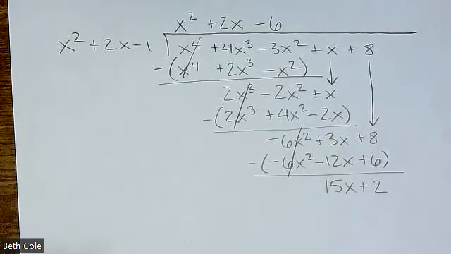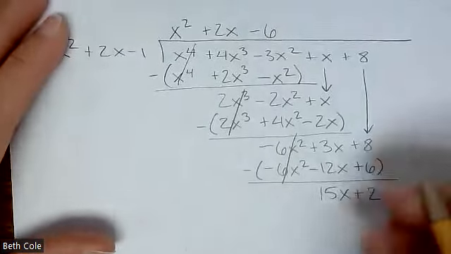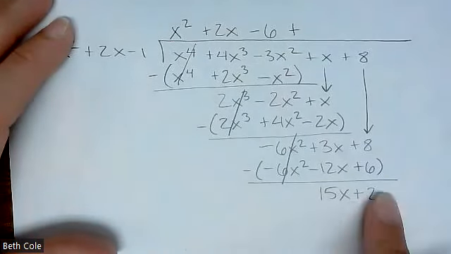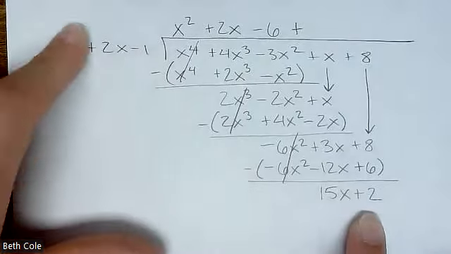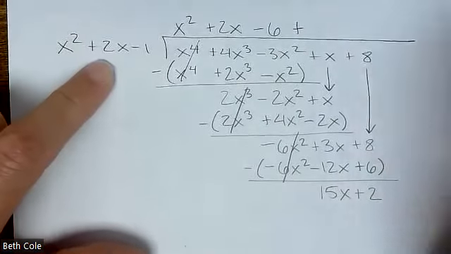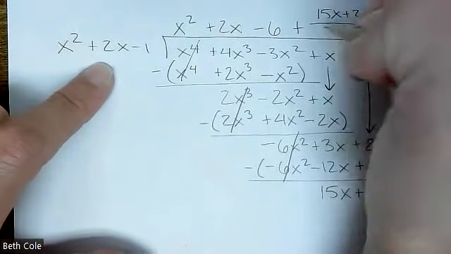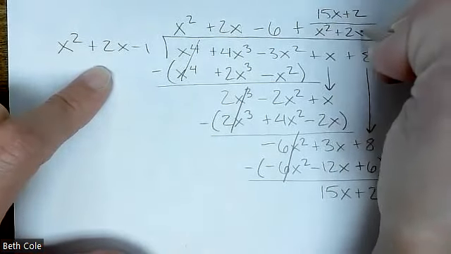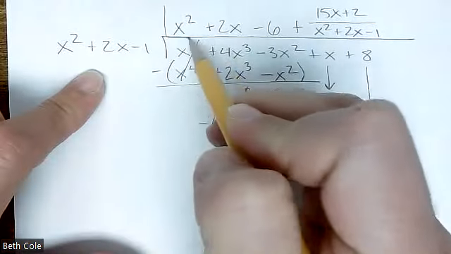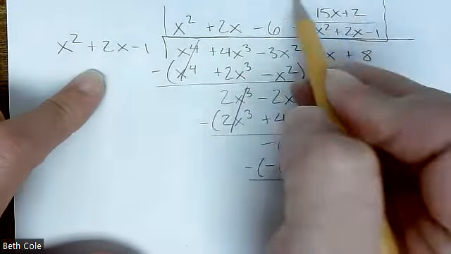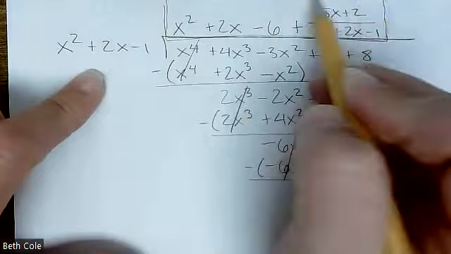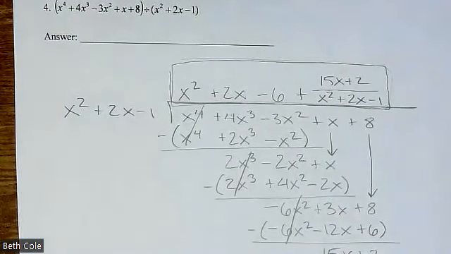So again, you're done. You don't have to do any more work. You just have to rewrite this. You're gonna put plus this over this. It's your remainder over your divisor. So 15x plus 2 over x squared plus 2x minus 1. And again, you don't have to recopy that. I don't know why I left a line for the answer for that one. Like, please just leave that. That's fine. Because the more times you recopy, the more likely it is you're going to make a copy error.